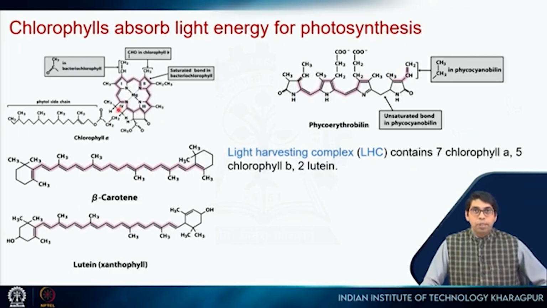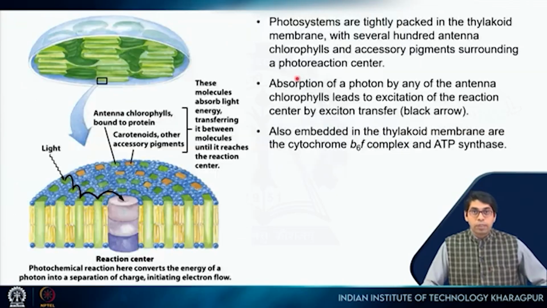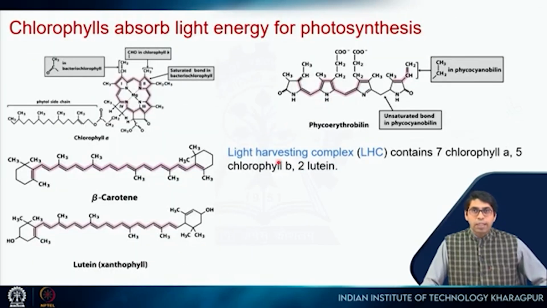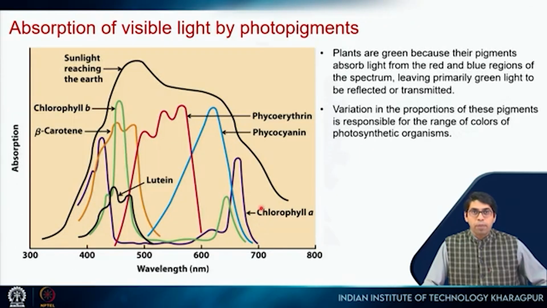So these are the pigments of photosynthesis. This is the structure of chlorophyll, right? So this is chlorophyll A, this is beta carotene, this is lutein, and this is phycoerythrobilin, right? So these are the different pigments that are present in the photosystem. Now the light harvesting complex, we will see that in details. It contains 7 chlorophyll A and 5 chlorophyll B and 2 molecules of this, right? So all these pigments, why do we need so many pigments, right?